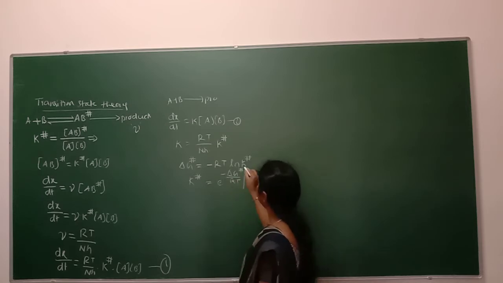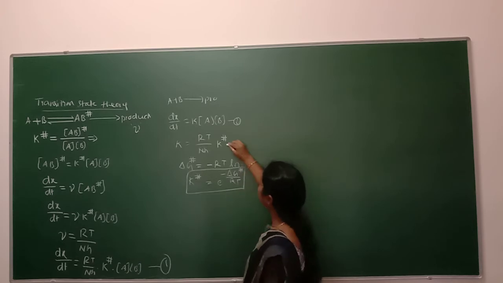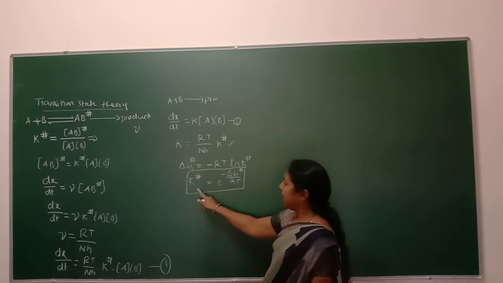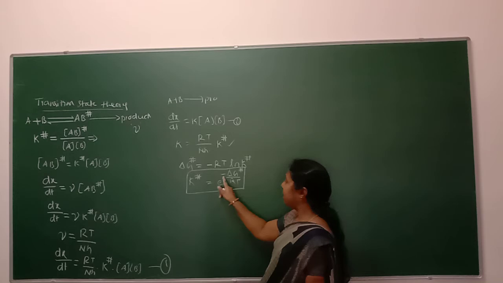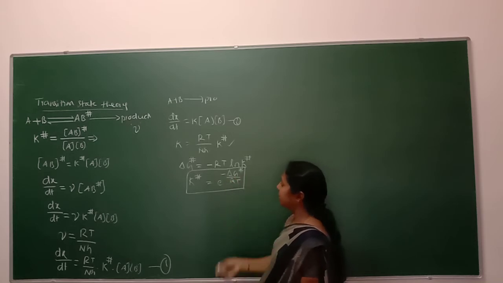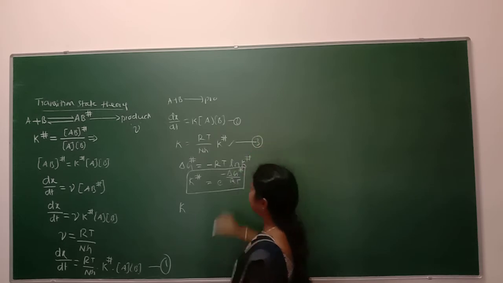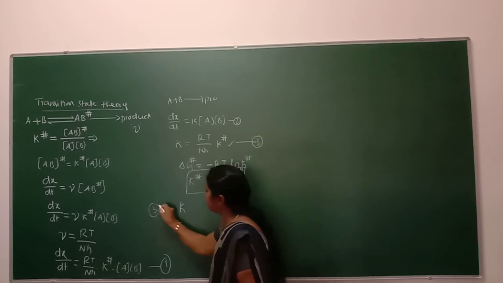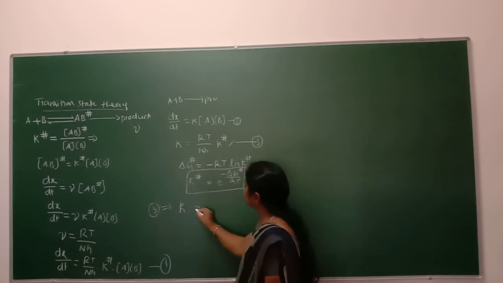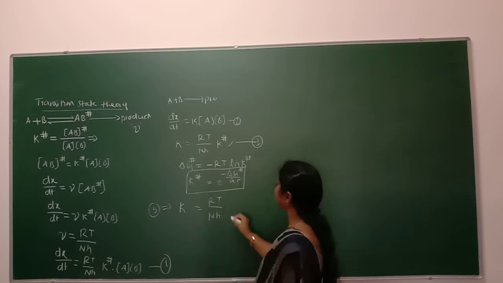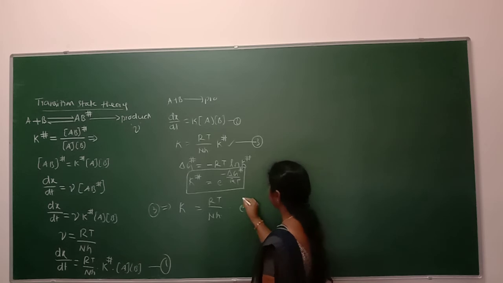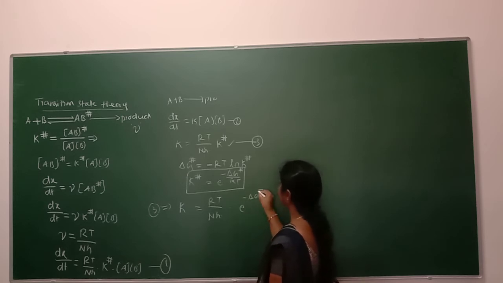So we will substitute this value in this equation. So K hash can be written as e power minus delta G hash divided by RT. So this equation can be taken as 3. Equation 3 implies K is equal to RT by NH into K hash, that is e power minus delta G hash divided by RT.